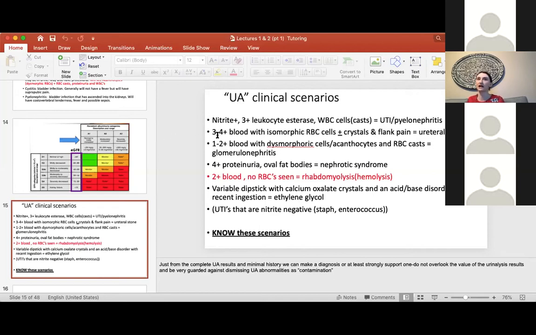If we've got 3 to 4 plus, by the way, 4 plus is pretty much as high as you can get, so it's going to be a lot. So 3 to 4 plus of blood with red blood cells that are different shapes, with crystals and flank pain, is probably going to be a kidney stone in the ureter. That stone is going to be scraping down the ureter and causing it to bleed. The red blood cells end up being odd shapes under the microscope, and they may have some crystals.